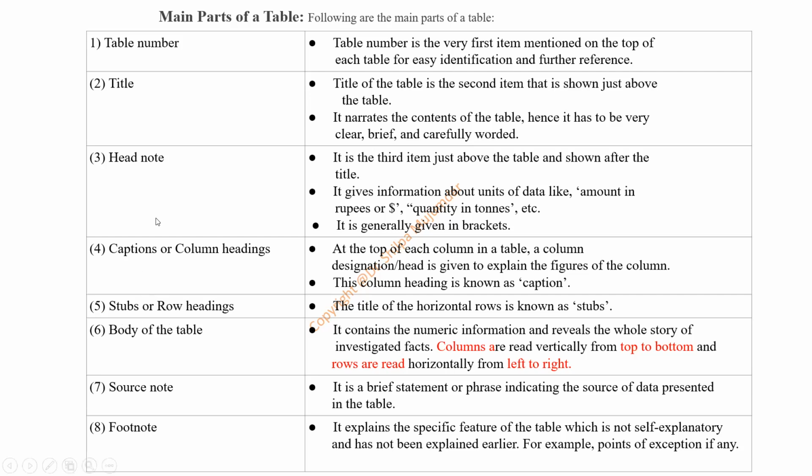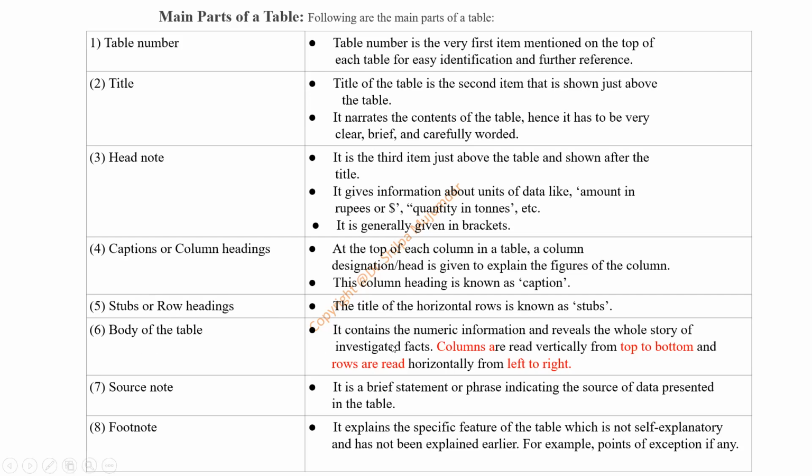Now stubs or row headings. At the left hand side you must give the row heading, and at the top you have to give the column heading. So the title of the horizontal row is known as the stub, and the title of the column is known as the caption. So captions and stubs must always be included in the table.